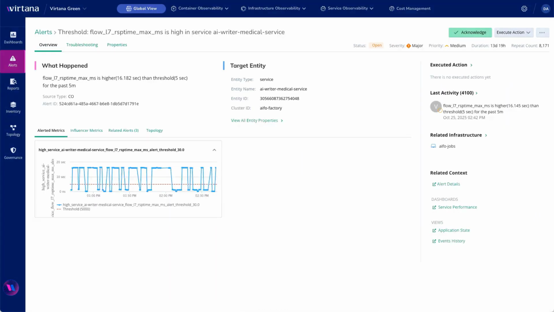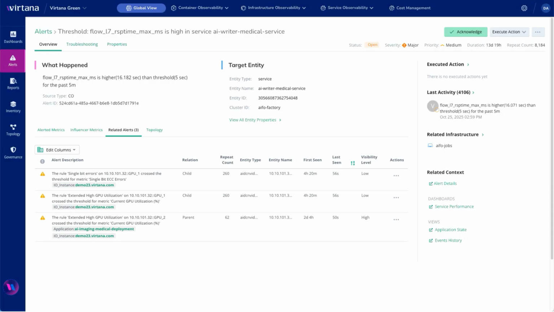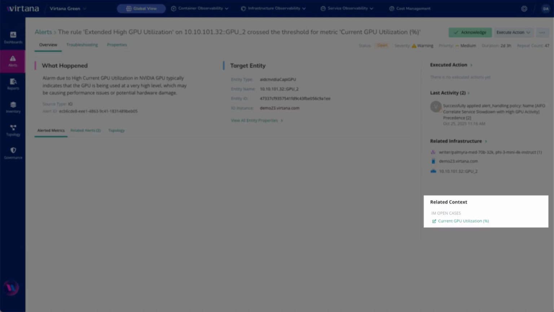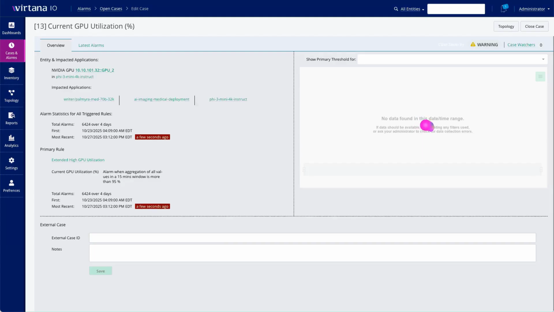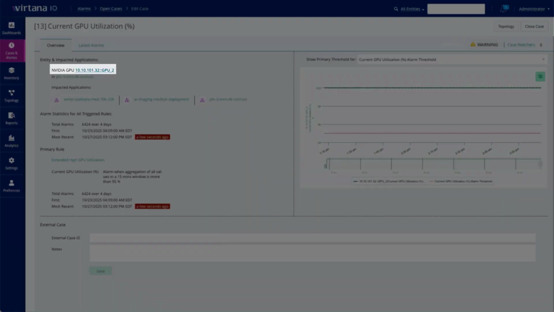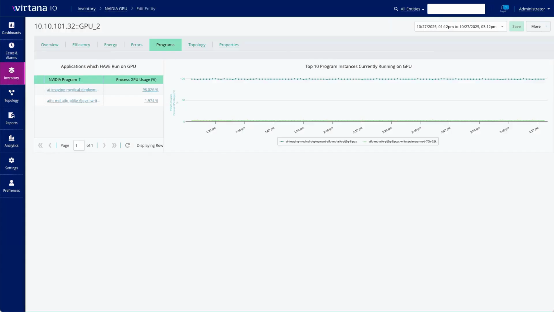Returning to the related alerts, we see that an alert policy has identified some alerts from our infrastructure that might be related. Clicking on the related alert reveals its details. We can then drill down into the infrastructure for deeper performance analysis. Drilling down takes us directly to the I/O alert details. We can then examine the affected entity, a GPU in this case, to reveal the noisy neighbor process.